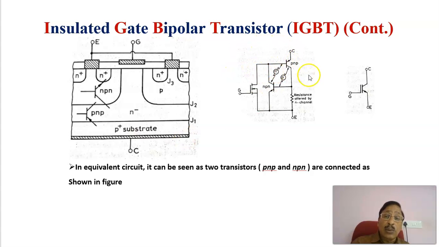Therefore, this is the equivalent circuit of an IGBT, in which this is the gate terminal, and these are the two transistors inside, a PNP and an NPN, and symbolically it is represented like this. It's a three terminal device in which this is the gate terminal, and the other two terminals are the collector and emitter. This is the collector and this is the emitter terminal. So this is the symbol for an IGBT and this is the equivalent circuit.